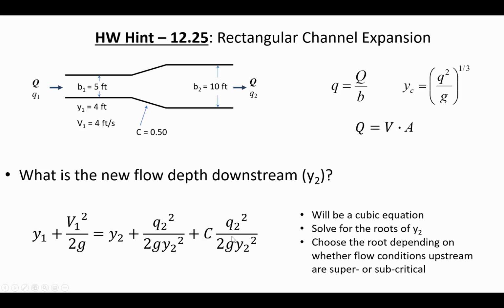Then you'll multiply each term by y2 squared, and that gives you the cubic equation. You solve for the roots, and then whether to choose the supercritical root or the subcritical root depends on whether at location 1 upstream you had supercritical or subcritical conditions. So it's essentially the same process as everything we've been doing with specific energy. Just the new rub is that we add another term at the end for the expansion coefficient.